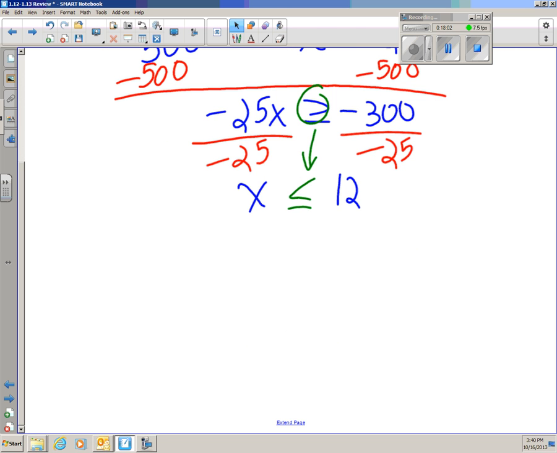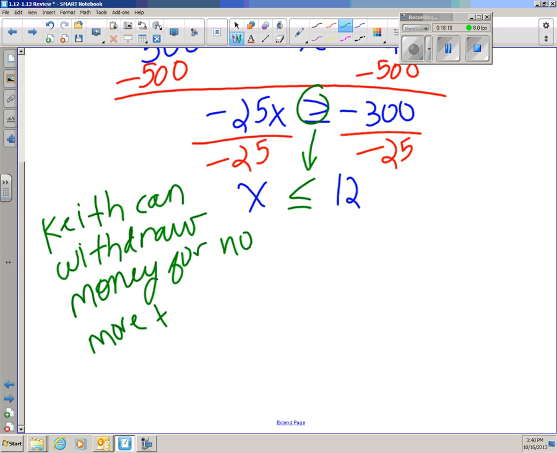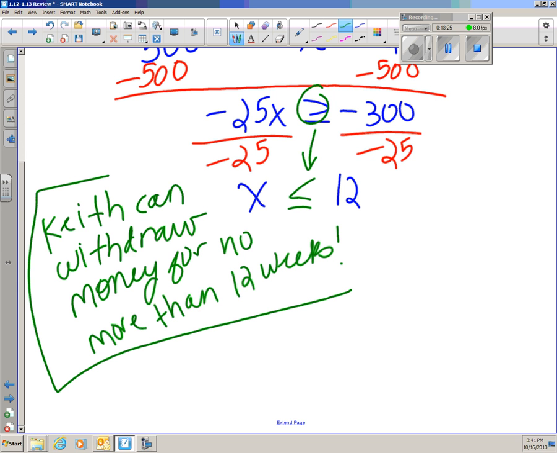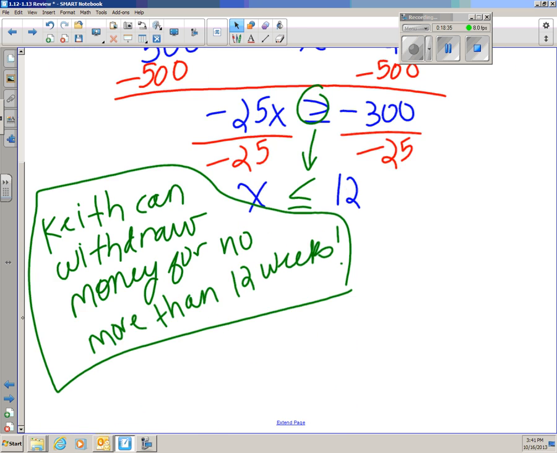So we can write this in English. We're labeling this. Keith can withdraw money for no more than 12 weeks. That's the final part of your answer. Remember, you had to set up an inequality, which we did. We had to define the variable, which we did. We had to solve it, and then we had to write an answer.